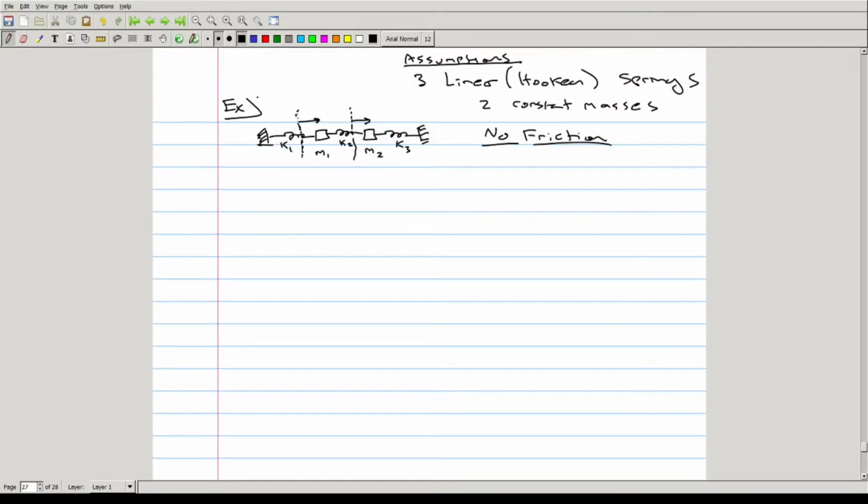And what I want to do is describe to you how to go through and get the equations of motion for this system. This is x1 of t, the displacement of x1 of t away from equilibrium. And this is x2 of t, the position of mass 2 away from its equilibrium point.